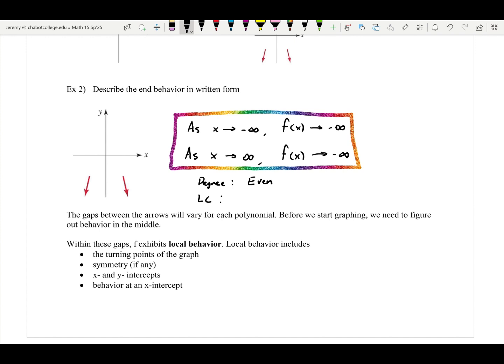What do we know about the leading coefficient? Well, since we're going down and down rather than up and up, this is going to be negative. Okay, so just getting a little practice thinking about end behavior.